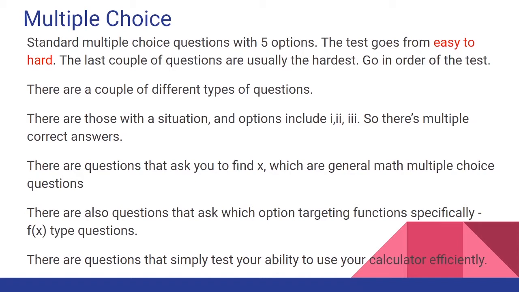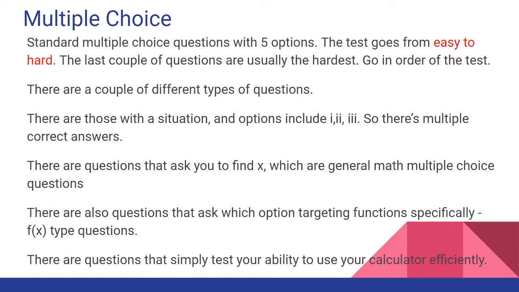So there are a couple of different types of questions. There are those with a situation, and they'll give you options, like I, II, and III. You'll have to decide which one is true and which one's not, and whether both I and II are true. There are those types of questions, which I'll show you an example of. There are questions that ask you to find X, which are general math multiple choice questions. There are questions that target function specifically, those f of x type of questions.